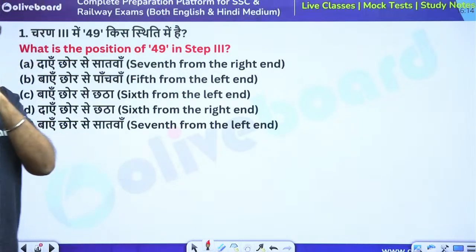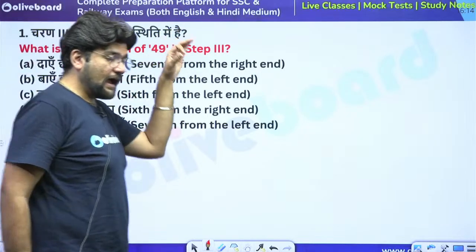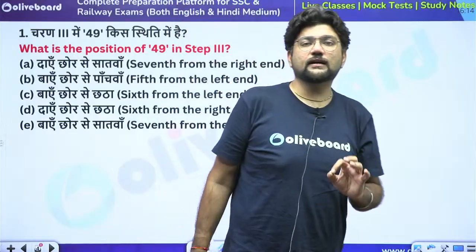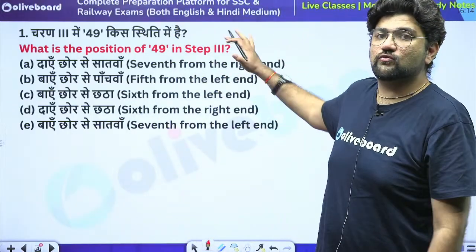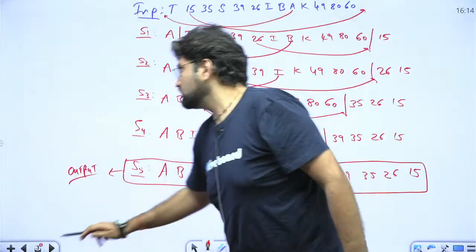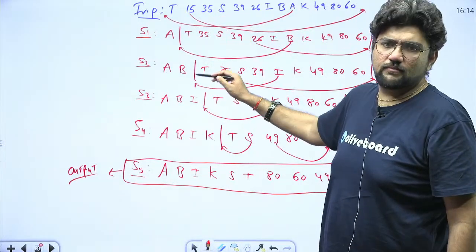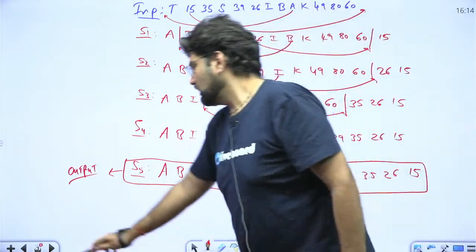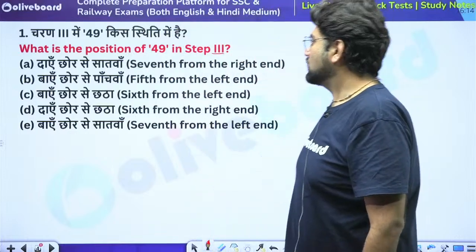Sorry. I showed it to you completely, solved it completely, but in SSC, if at all you reach this question, you'll read this first. You just need till step 3. So you will proceed only till step 3. That's it. This will become easier for you. The question is asking me what is the position of 49 in step 3.